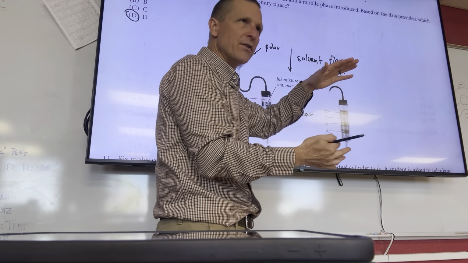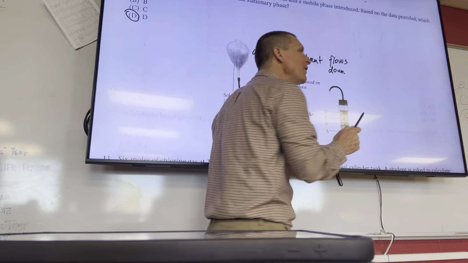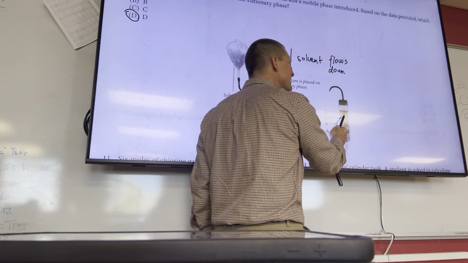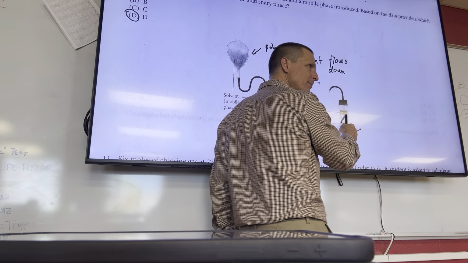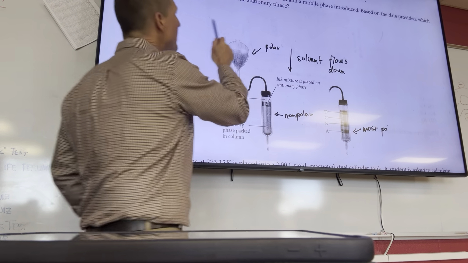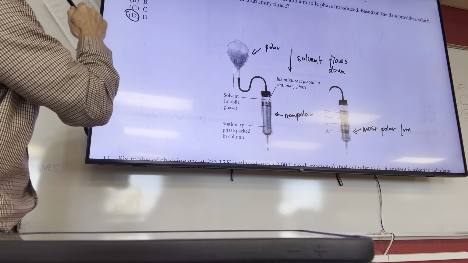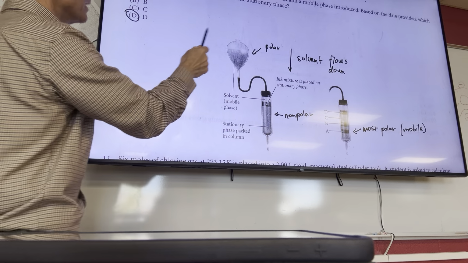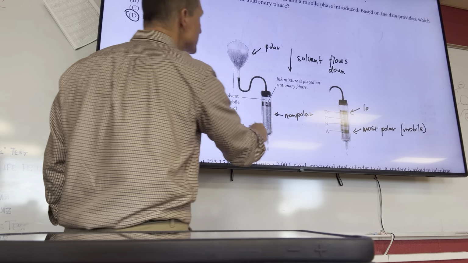There's a separation of them. The one that's the most polar will have traveled the farthest with the solvent. The one that's the least polar doesn't go with the solvent. It stays put. So when we look back up at the question, a sample of ink is in a column and a mobile phase is introduced, down it goes through there.